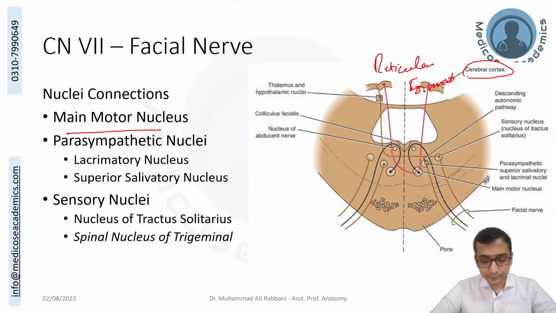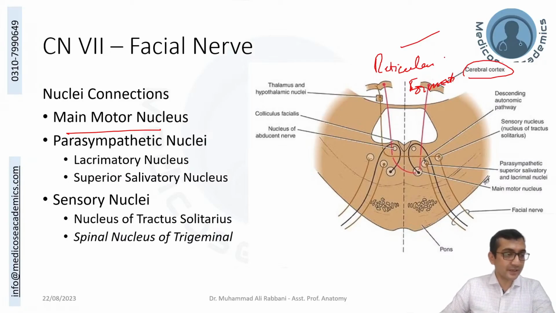When there is a stroke, you cannot smile. The person cannot smile because the corticonuclear fibers are not reaching the facial nucleus. There is no voluntary smiling, but emotional smiling may be there because they are not exactly coming from the corticonuclear fiber. They are coming from other pathways, including the reticular formation. So emotional smiling may persist.